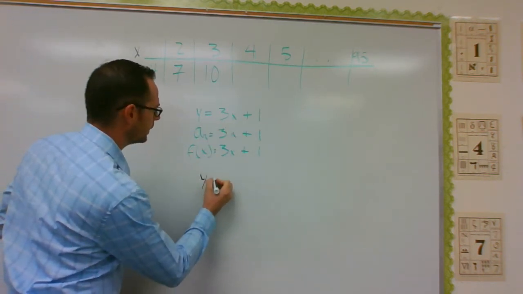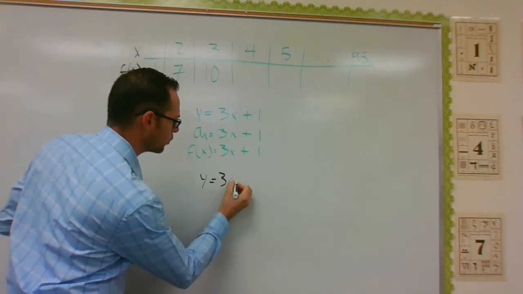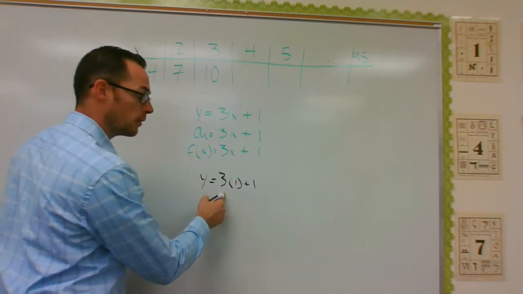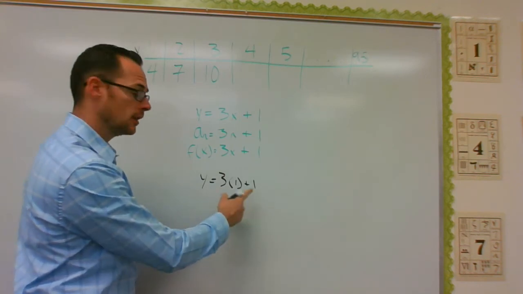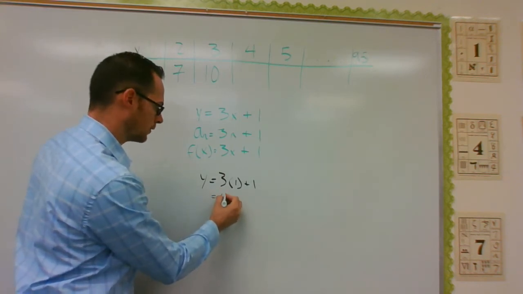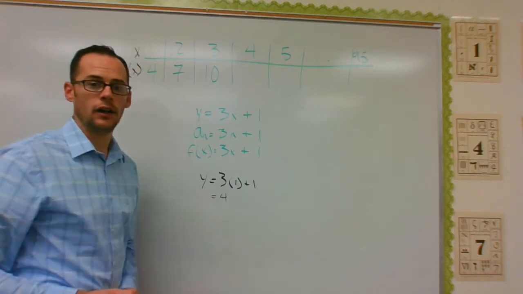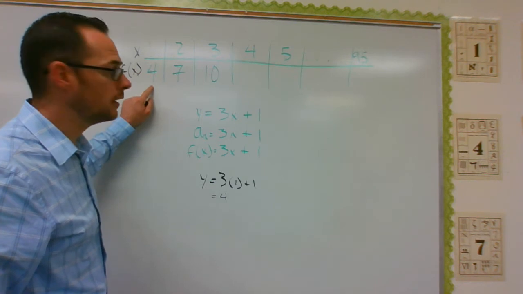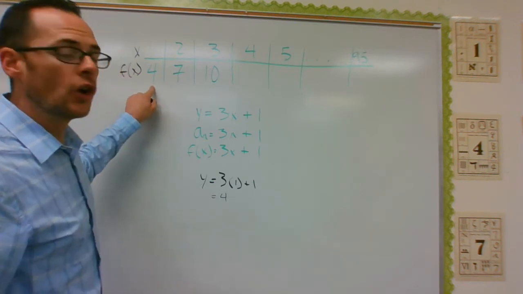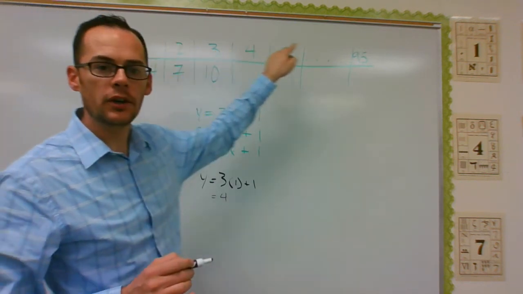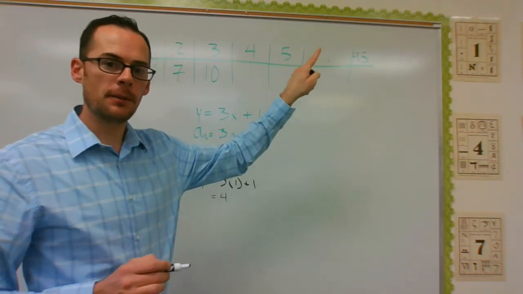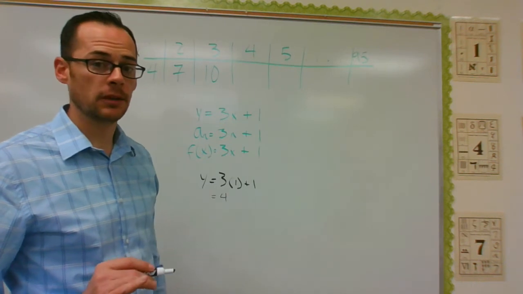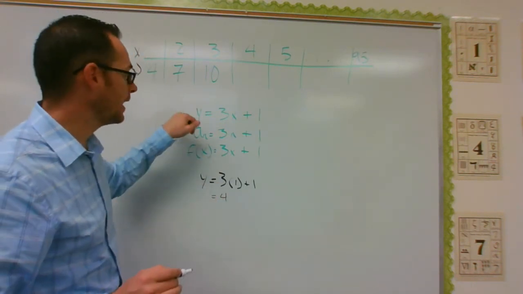Okay? So if I took the 1 and I put it in place of the x, I have y equals 3 times 1 plus 1, and 3 times 1 is 3, plus 1 equals 4. All right, and if we look right here, we can see that we have a 4 right there. Okay, so it really doesn't matter what number we want to know across the top. If we put the top number in, we will get the corresponding bottom number because we have a function.